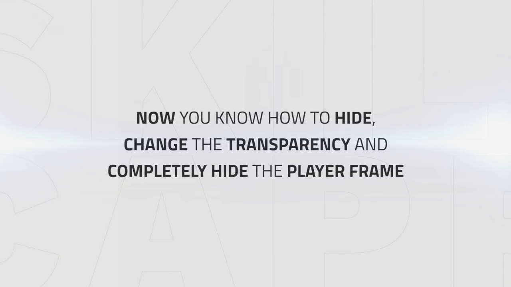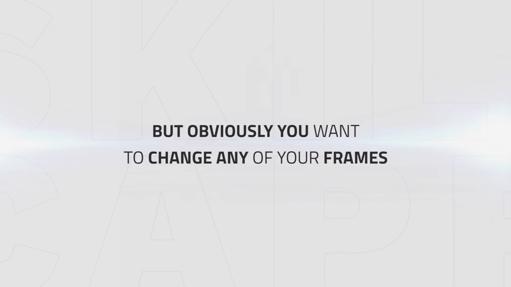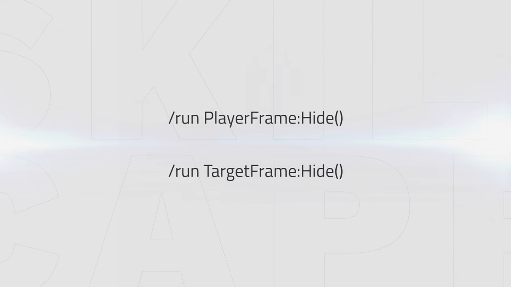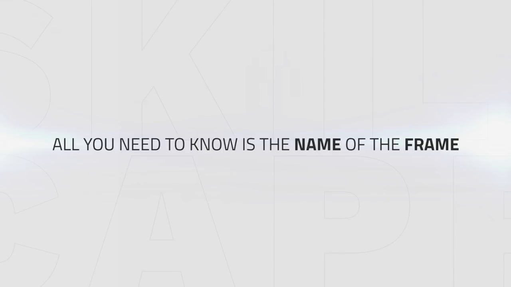So now you know how to hide, change the transparency, and even completely hide the player frame. But obviously you want to change any of your frames. You know that you can just replace the name of your frame in the script as we did with the target frame. They do the same command to different frames, so all you need to know is the name of the frame. Now all you have to do is find the name of the frame you want to change.